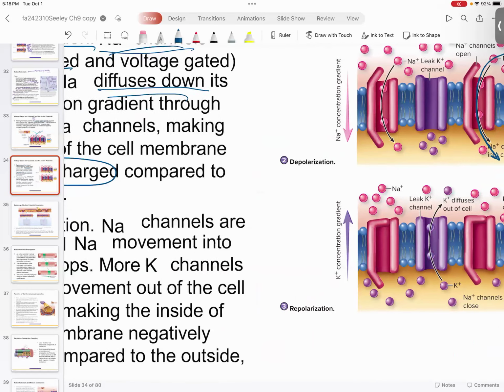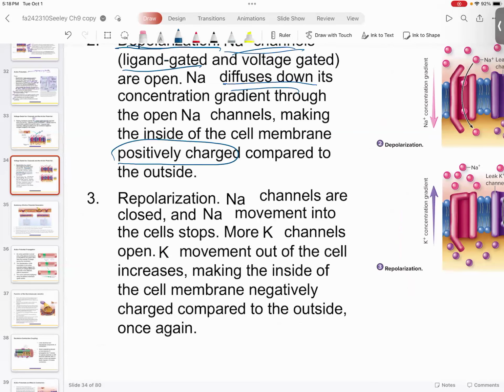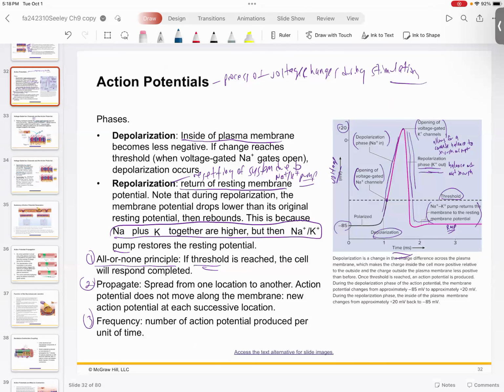And then once that occurs, we go to repolarization. In repolarization, remember, this is the peak of the curve here. We reach our max depolarization at the peak of the curve. And then the downside of the curve is going to be repolarization. The first thing that has to happen is obviously you have to close your sodium gates. You can't keep letting that sodium come through if you want to reset your system, right?